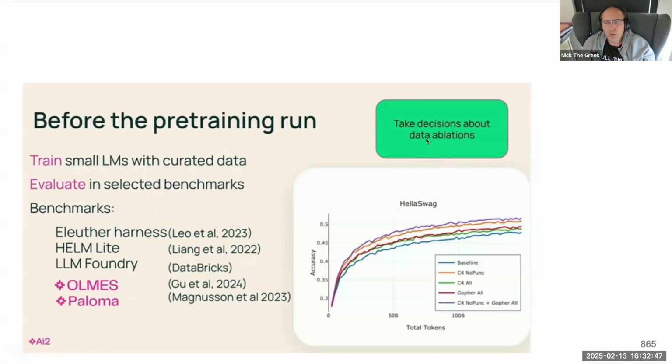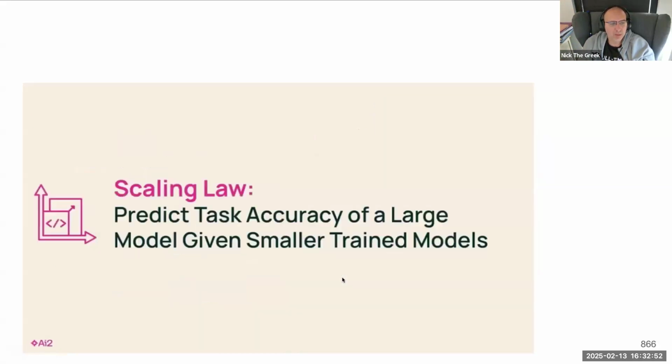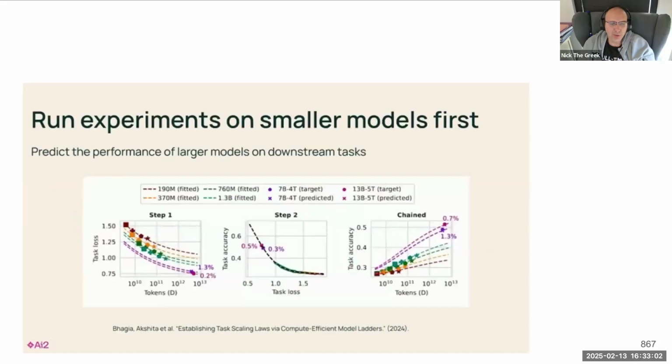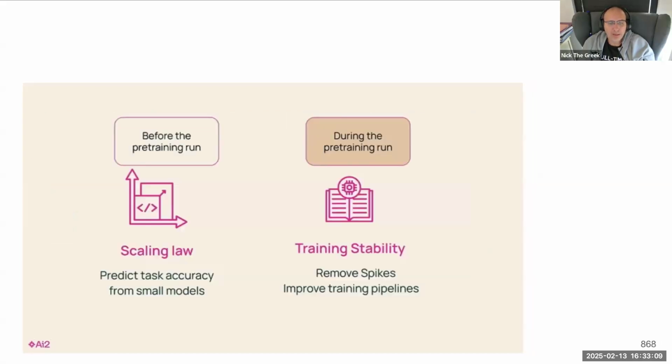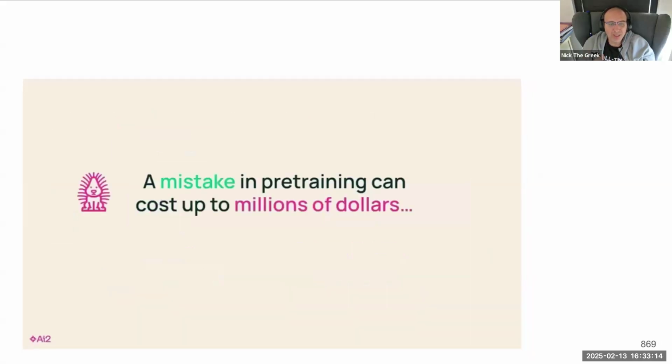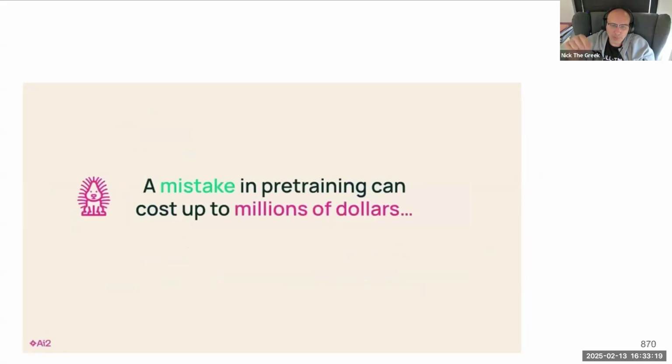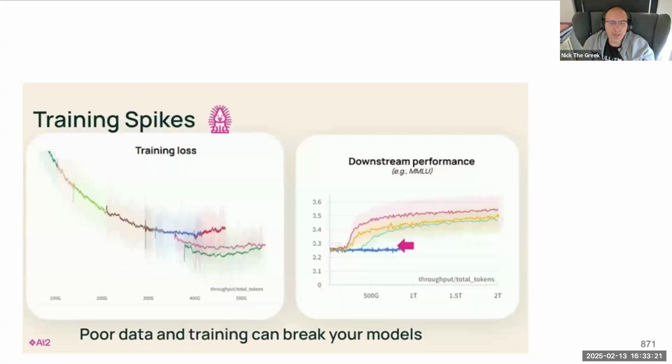So before the pre-training run, train small LLMs with curated data, evaluate on selected benchmarks, and see how it scales. So you take decisions about the data, and that helps your configuration. Then you have to build a predictive model that predicts the performance at a larger scale, so you have to see where you're going. I'm just giving you the recipe a little bit quickly here. Then during the pre-training, remove spikes, because a mistake in pre-training can cost up to millions of dollars. So you just don't press a button and let it run. You have to babysit it.